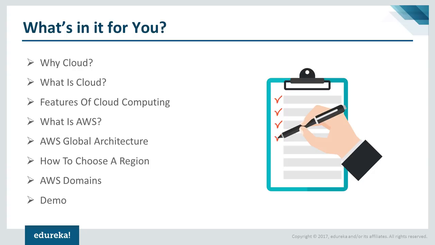That is, what it is, why it is needed, what is its global architecture, and how to choose a region in AWS. I would also talk about different AWS domains. Finally, I would finish things off with the demo part. I hope this agenda is clear to all of you. So let's not waste any time and get started then.